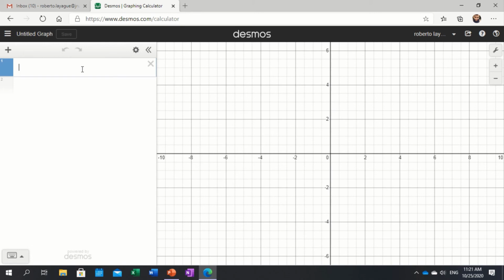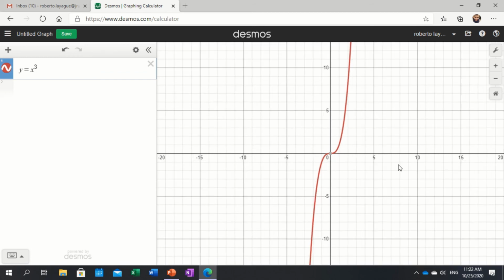Okay, now let's graph another function, which is a cubic function. So it's in the third degree. So let me just work that out on the graph of a definite function. So let's have y equal to x cubed. So as you can see, that is how the graph looks like. So it works like that.